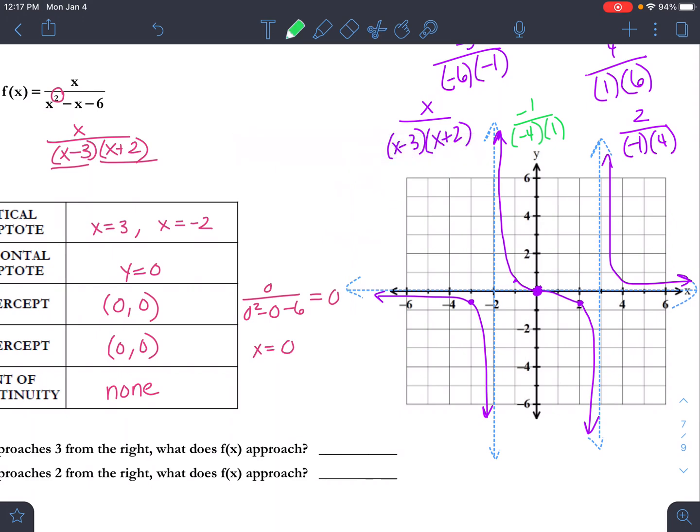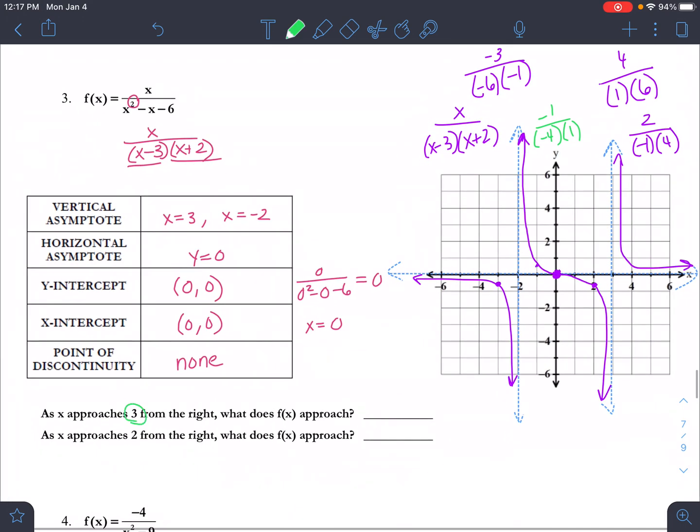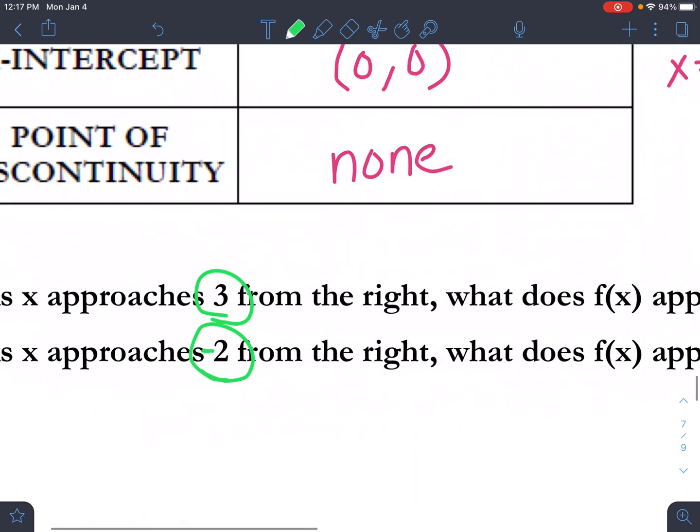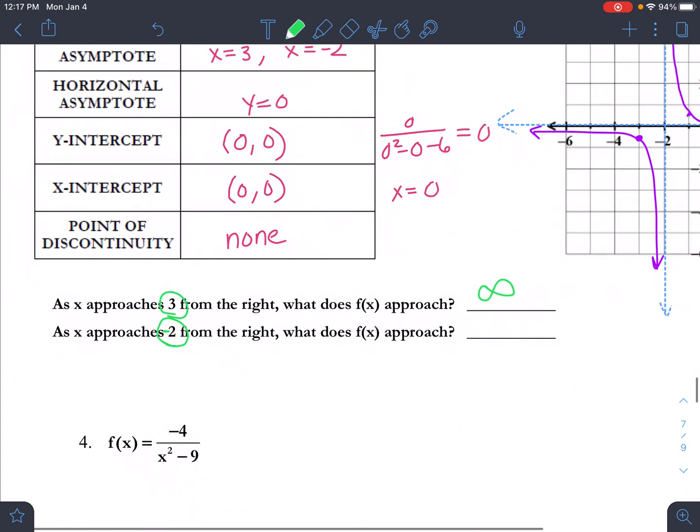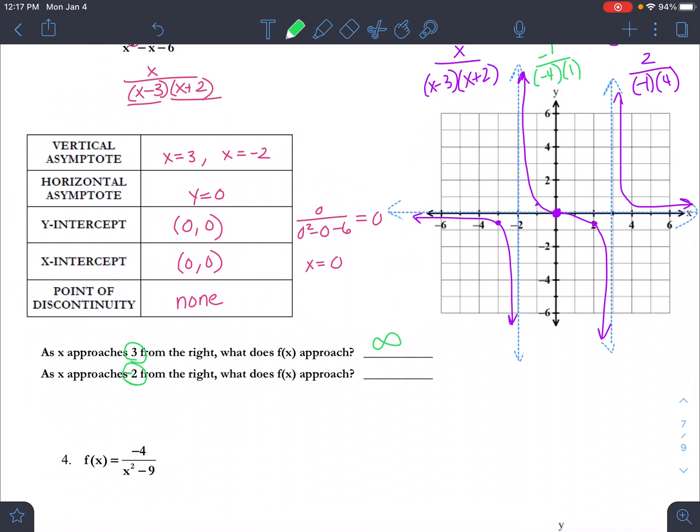So the last thing here, I just want to answer these two questions. What happens as I approach 3 from the right? As I get closer to 3 from the right, I go towards positive infinity. Sorry, this is supposed to be -2, if you guys could fix that. So what happens as I approach -2 from the right? Well, I get closer to -2, and notice I'm going towards positive infinity again.